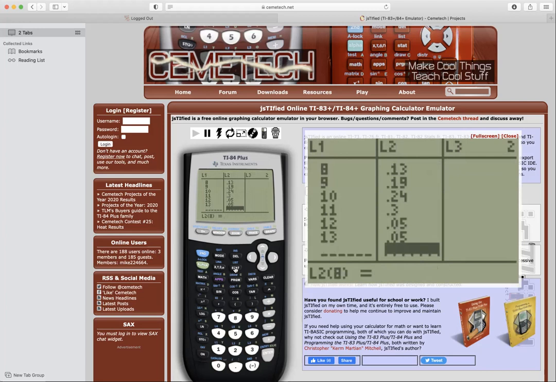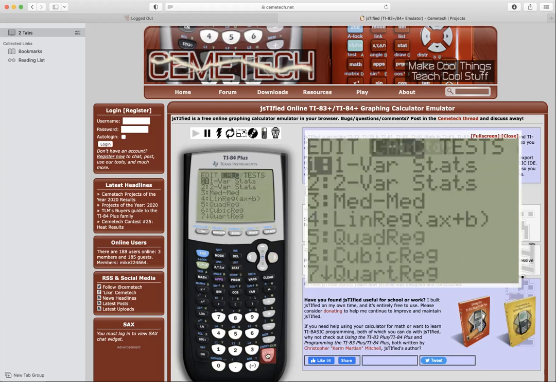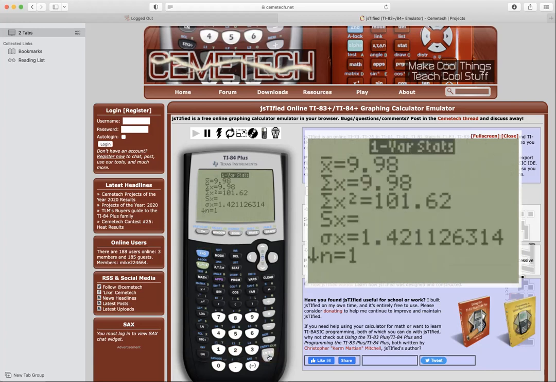Now you go to stats, you go to calculation, this one, and usually the frequency is going to be clear. So you press second, L2, enter, enter, and then you get the expectation for this one is 9.98. And they're asking in this question also for the variance and the standard deviation. So you have the standard deviation right here. Standard deviation is 1.4211.